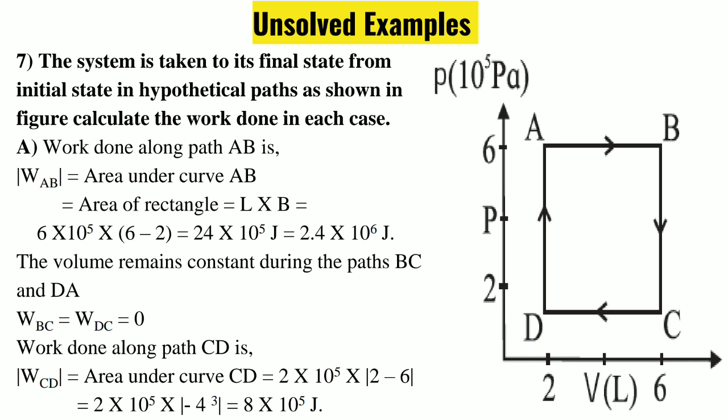Now we will be finding work done in CD. Now work done in CD we will be considering this whole region. Now what is the y coordinate of this point? It is 2. 2 into 10 raised to 5 we will be taking. And again for breadth we will be considering 6 minus 2, which is minus 4. But we are taking mod, so minus sign we will not be considering. It will be considered as positive. So 4 into 2 is what? 8 into 10 raised to 5 joule.